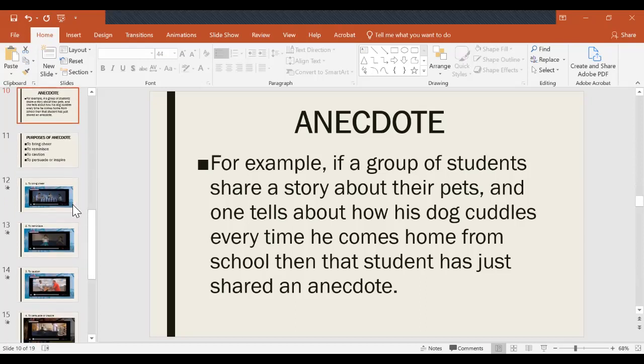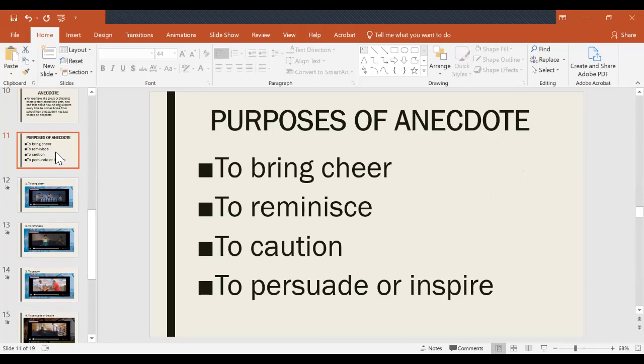So, anecdotes also have purposes. Meron akong inilagay dyan na apat na purposes of an anecdote. The first one is to bring cheer. So, yung cheer can also be a word for happiness or light moments, mapapatawa ka, something like that. Another purpose is to reminisce or to remember something that happened in your past or your experience in the past. Another purpose is to caution persons that you are speaking with or talking to. And the fourth purpose is to persuade or inspire.